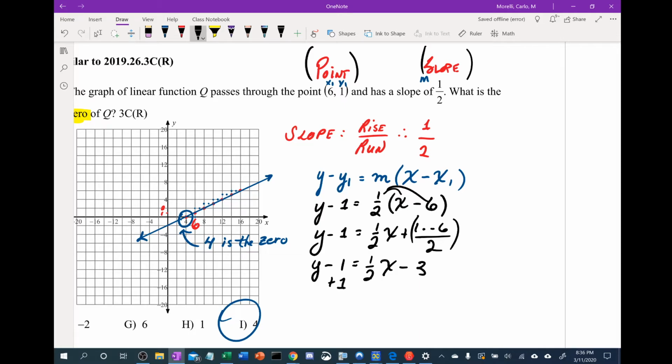Final step, add 1 to both sides. And we have y equals 1/2 x. Negative 3 plus 1 is negative 2.